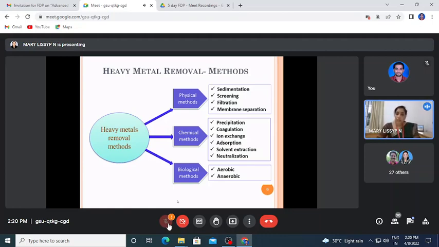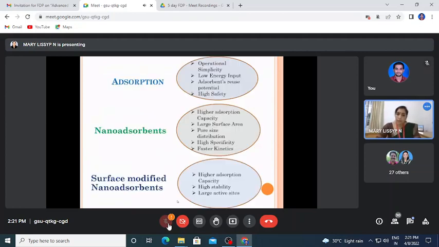But in the case of adsorption, the amount of sludge is not a problem. That is why more research studies are going into the topic of adsorption. Now, what are the advantages of adsorption?